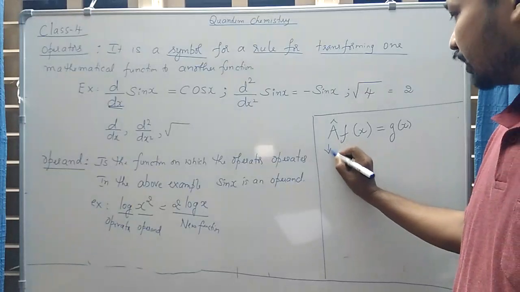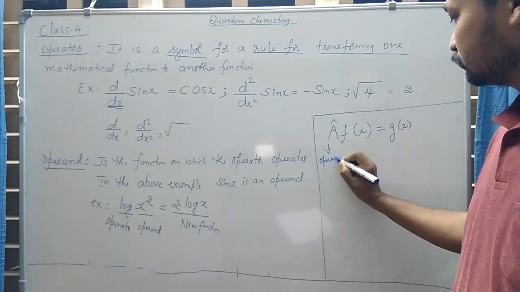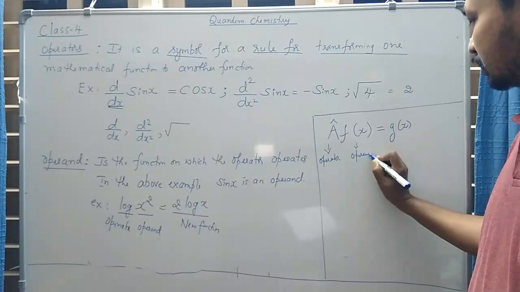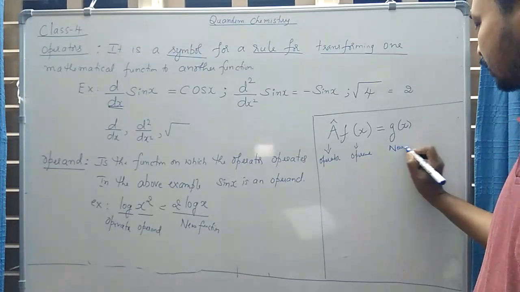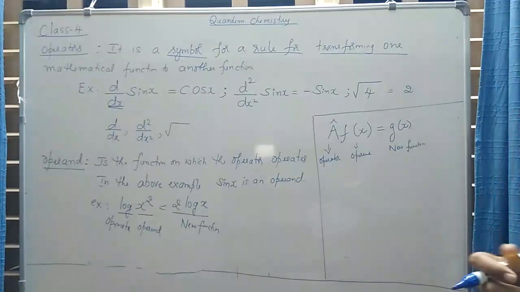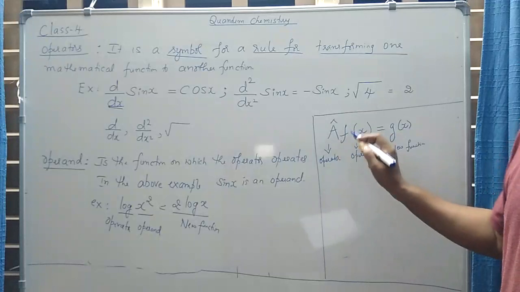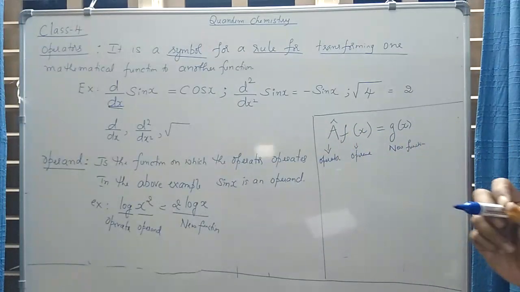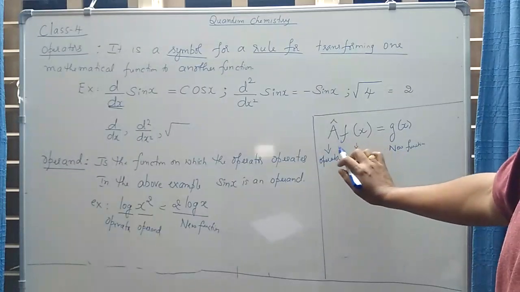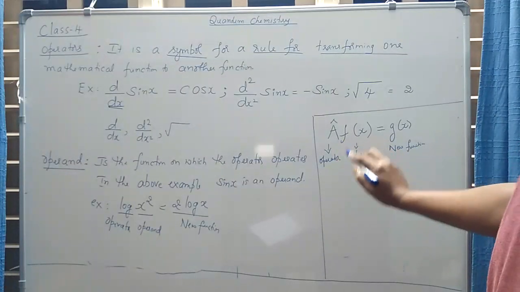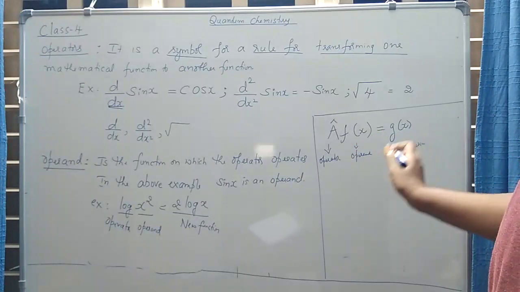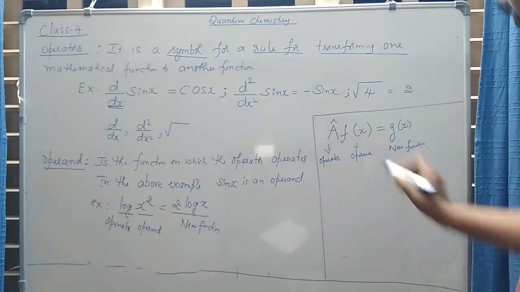So this is the operator, this is the operand, this is the new function, and this equation A of f of x is equal to g of x. Remember, okay, and carefully listen how I am reading it. It is read as A of f of x is equal to g of x. Don't read it as A into f of x is equal to g of x.